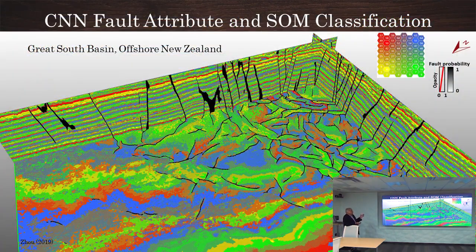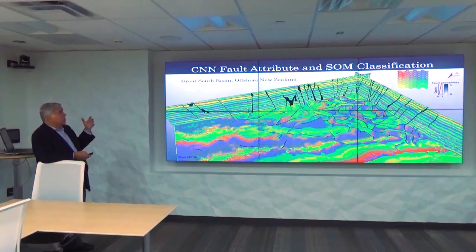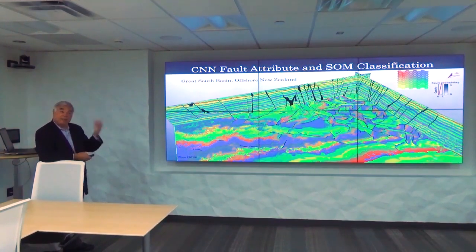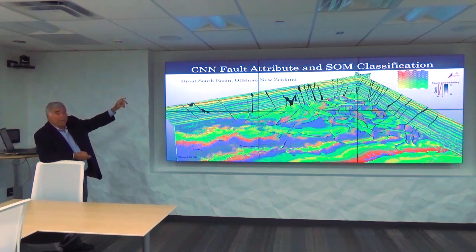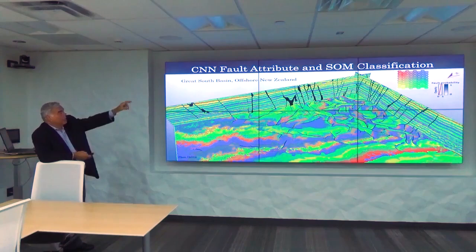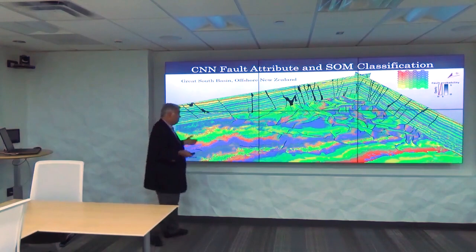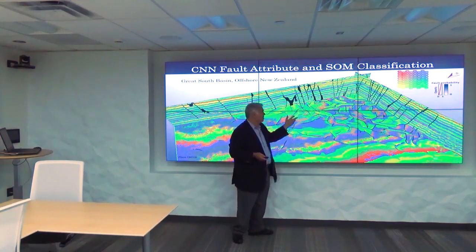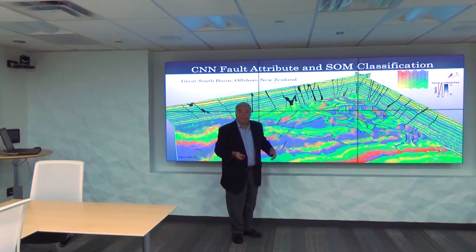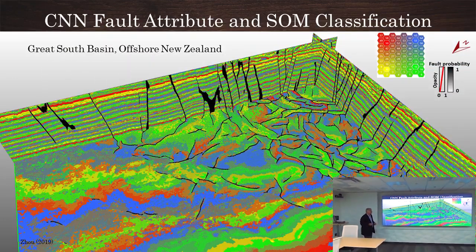Here's an example of some public data. This is the offshore New Zealand Great South Basin. And what you're looking at here is using both the supervised neural network and the unsupervised. The deep learning in this case was a CNN fault attribute calculation in black, and then some classification to classify what we have. And the power of that is for every block here, you're now starting to see details within that block which are simply not available using the amplitude data alone. And that's very powerful stuff.